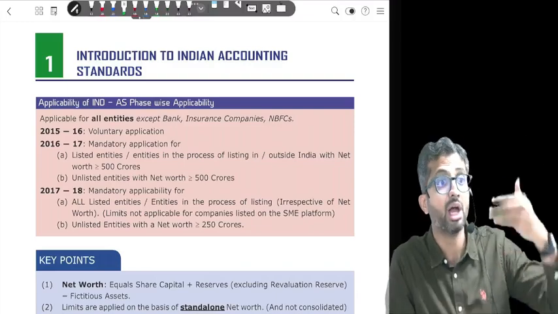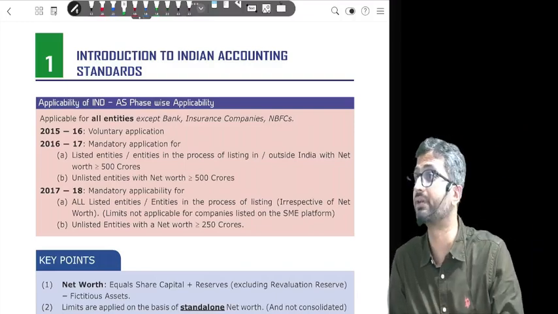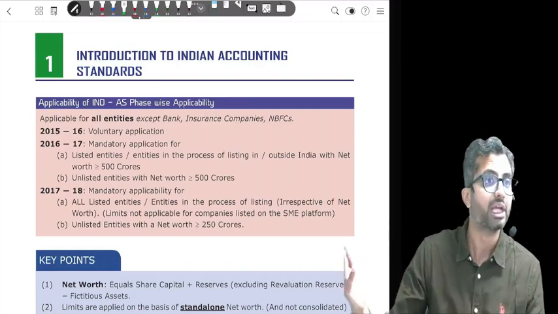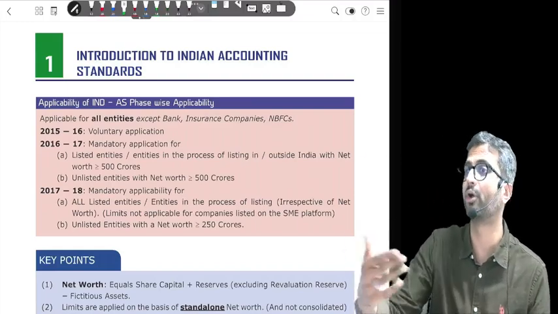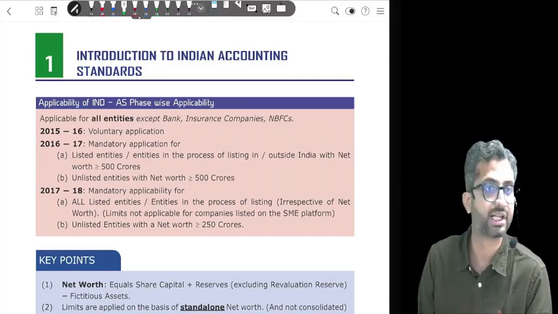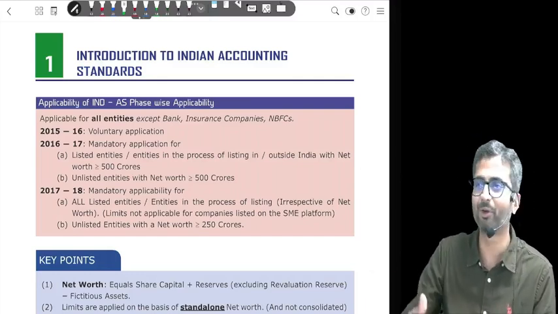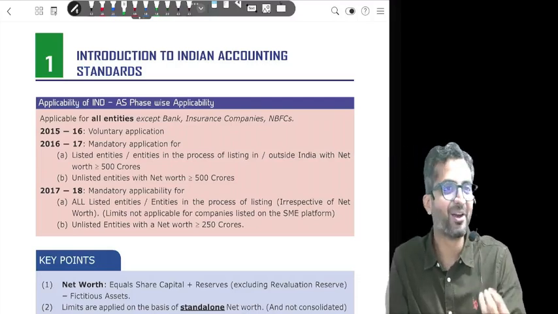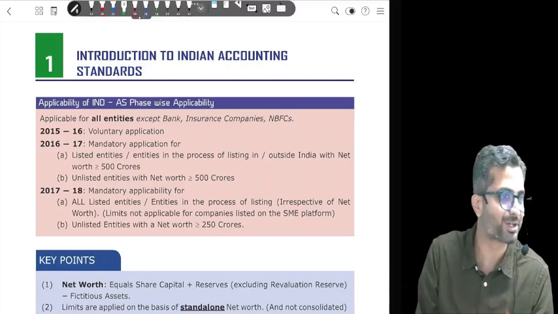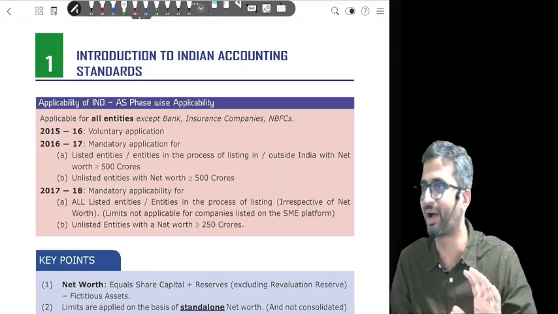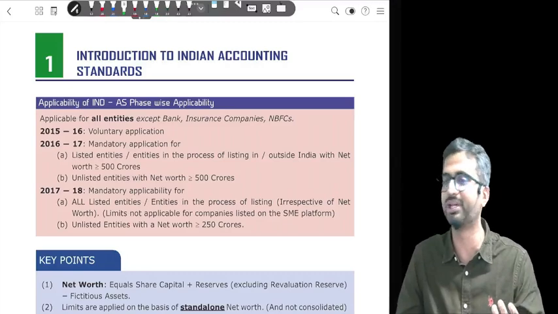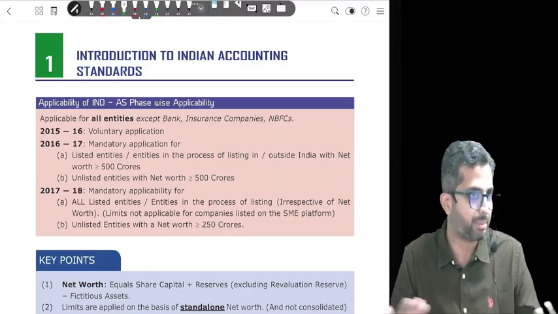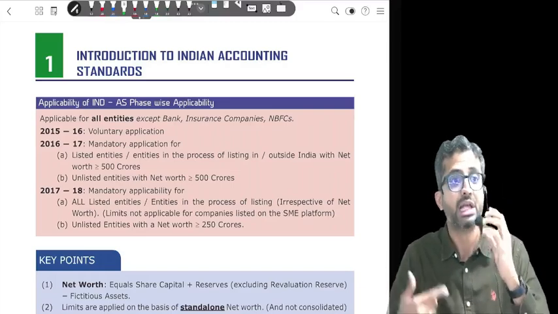Phase-wise applicability. First, we started in the year 15-16. In the year 15-16, we said that voluntarily, if anyone wants to follow Ind AS, you can follow Ind AS. You think that would be successful? Now, if you are given voluntary subjects, right? Okay, so we are not very serious about it. Unless we are forced to do it, we are not going to do it. So it was kind of a failure. Not many companies went into Ind AS. So they said, well, you know what? We have to make it mandatory. People are not going to voluntarily move to Ind AS. So we'll make it mandatory.